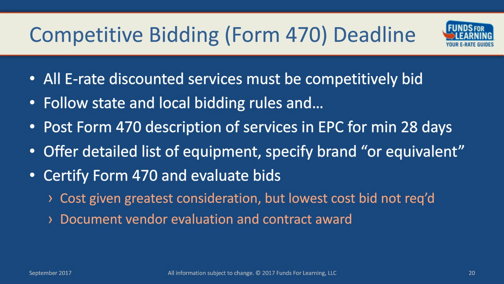On that Form 470, you are certifying to a couple of important things. First of all, that you have given cost the greatest consideration of any factors. You are not required to select the lowest cost bid. That is a common misconception. Cost must be given the highest weighting of any factors, but you aren't required to go with the lowest cost bid, but you must give pricing the highest weighting of any factors that you may consider. And I'm actually going to walk you through an example evaluation matrix here in a moment to help you understand what that looks like.